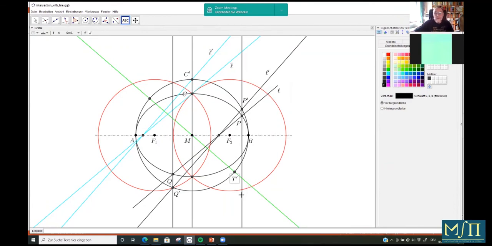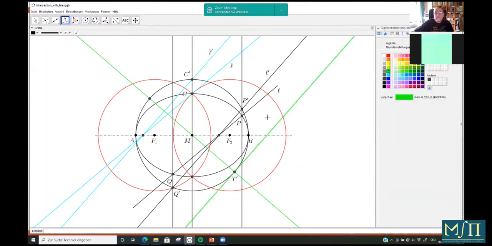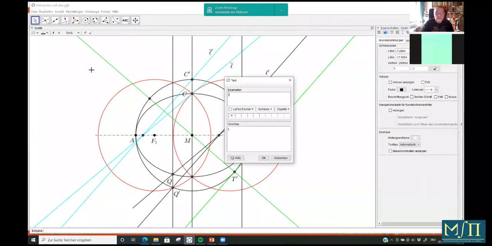So this point T prime is the point in which the parallel tangent to L prime of the circle touches the circle over on this side. And of course, the tangent itself is either parallel to L prime or again, perpendicular to this green line. It doesn't really matter how we construct it, but I'll just click on the perpendicular line here, make this green again. So this line here is now the tangent parallel to L prime of the circle. Now I can name this tangent T prime.